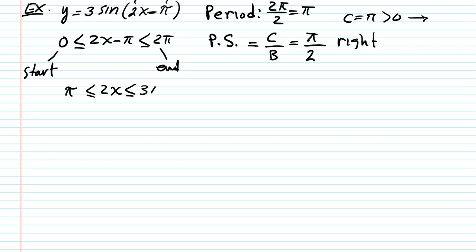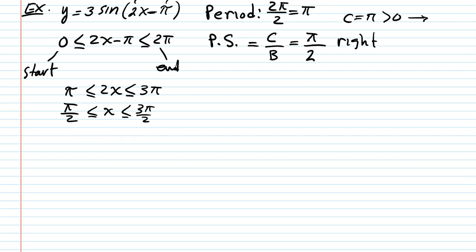So that's going to make it pi, 2x, and 3 pi. Then I'm going to divide everything by 2. So that's going to be pi over 2, x, and this will be 3 pi over 2. The length of this interval from pi over 2 to 3 pi over 2 is pi, isn't it? And there's your period. We found the period earlier.